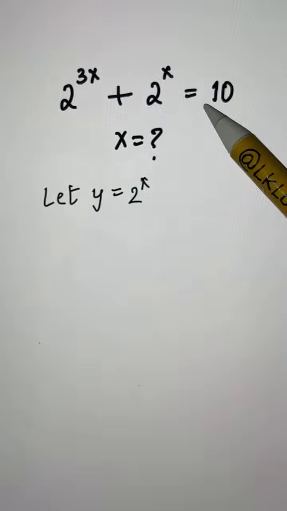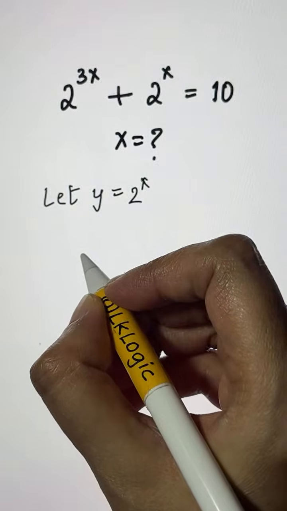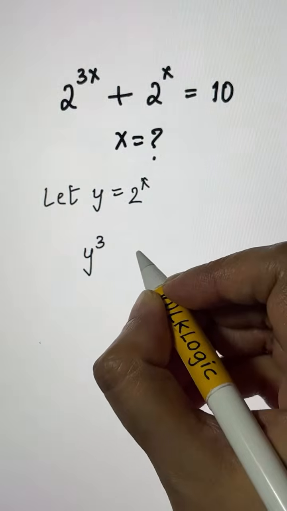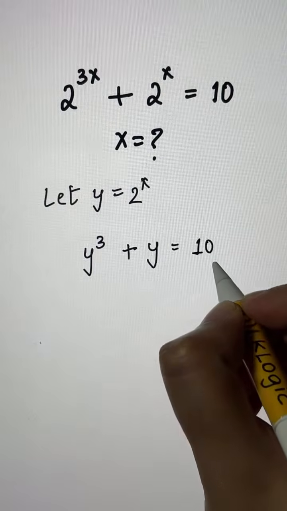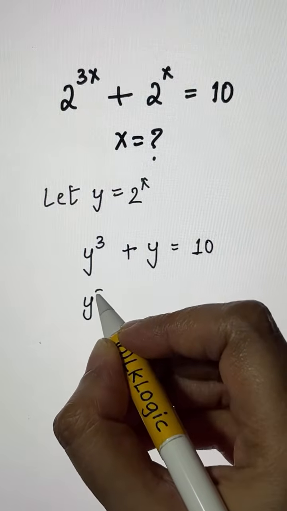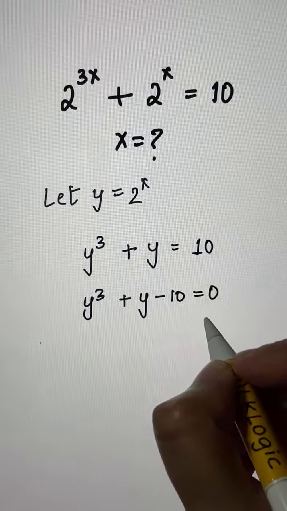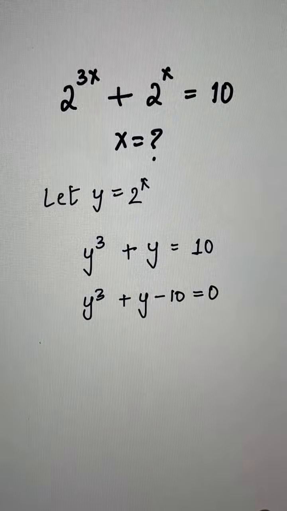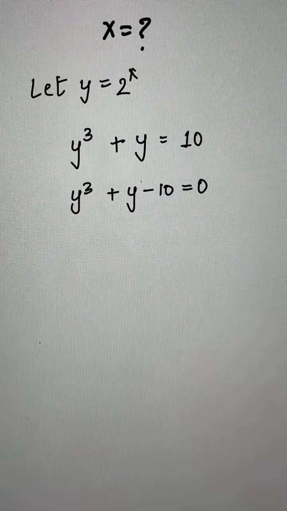Everything I'm going to replace it with y. So here, what do I have? 2 to the power of x is y, so I'll get y cube plus y is equal to 10. Bringing 10 this side, what do I have? y cube plus y minus 10 is equal to 0. Now I just need to factorize it, make it into factors.